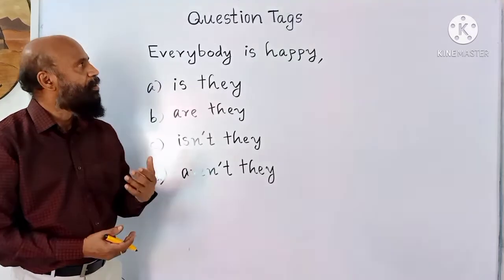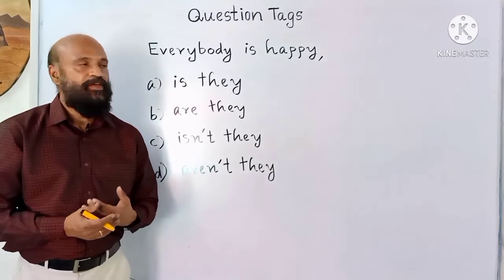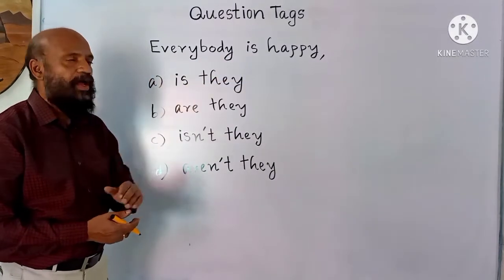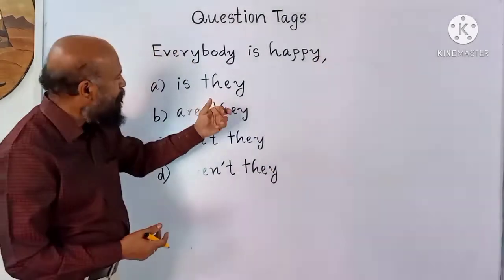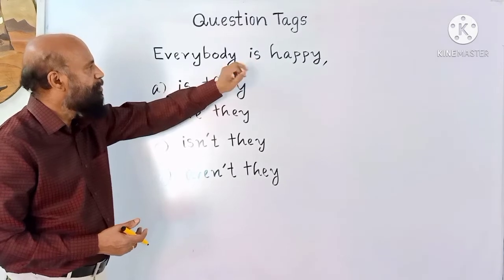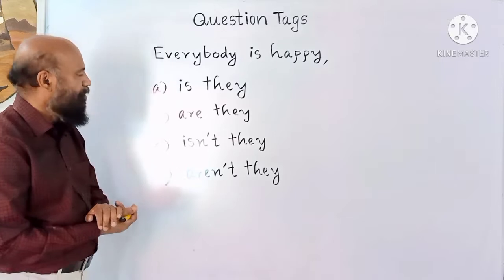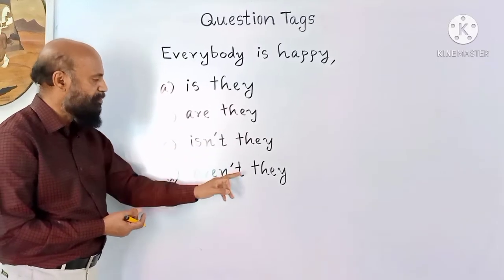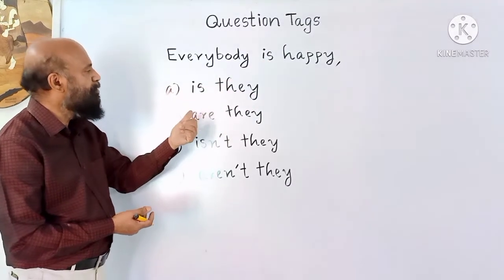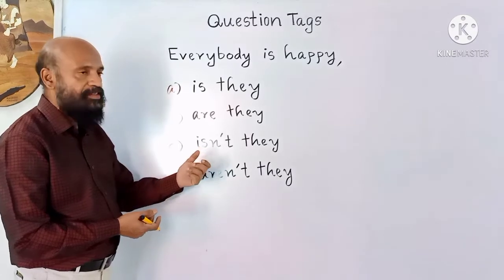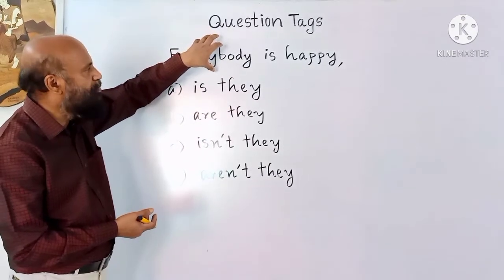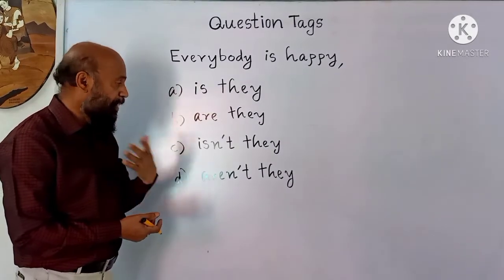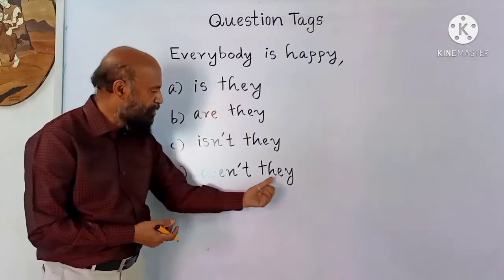You will come across questions based on question tags in various competitive examinations. This is an example. Everybody is happy. What is the question tag? Here it's a positive sentence, so the question tag is to be negative. These two options are negative: isn't they, aren't they. When you see is, chances are you may think it is isn't they. Then it's a mistake. Here is, because everybody is a singular subject. But the pronoun of everybody is they. So the correct option is aren't they.